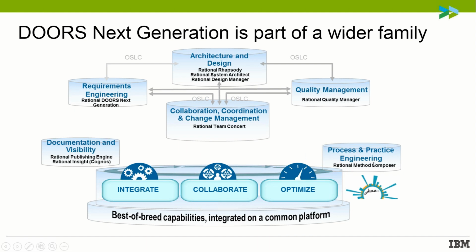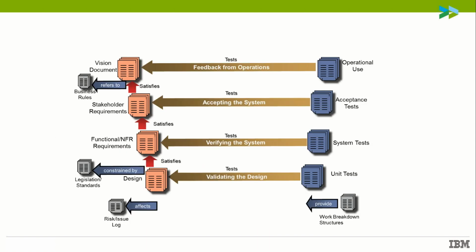So, for example, we've got Rational Method Composer, which deals with process management. We've got Rational Publishing Engine, which deals with very complex document generation. We've got things like Rational Insight, which is the Cognos engine to allow us to do some very detailed analytics and reporting within the JAS platform. So again, all of that linking together is handled by the fact that we've got all of the tools sitting on one platform.